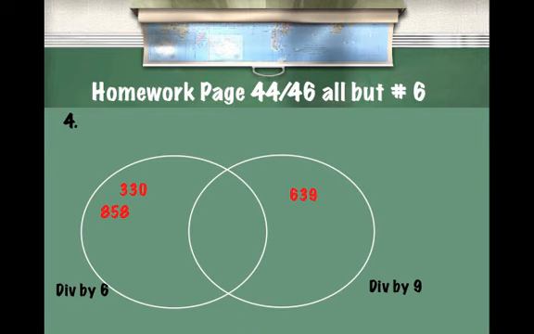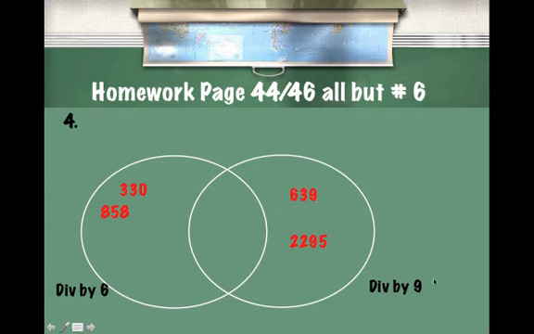Next, 639 is divisible by 9. It's not divisible by 6, and how I can tell immediately is because it ends in an odd number. If you were to skip count up by 6, you would always land on an even number. Therefore, a number that ends in an odd cannot be divisible by 6, which rules out 2,295 as well.